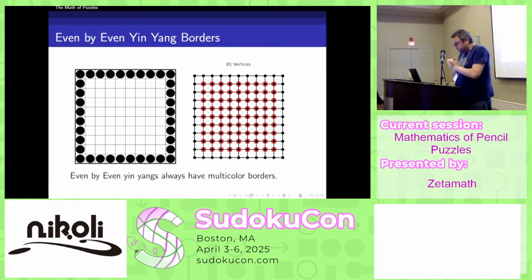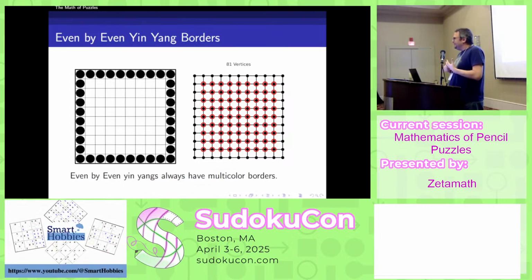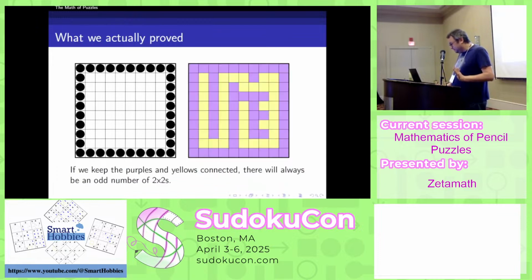So here we go. So in even by even yin-yangs, there's always a multicolor border. That's really your takeaway here. And so I've actually had a few people tell me over the years, oh, well, some yin-yang puzzles just have an added rule that the border has to be multicolor. And I think what actually happened is that a lot of people have internalized this fact as a rule rather than as a thing that they think about, at least as far as I've seen.